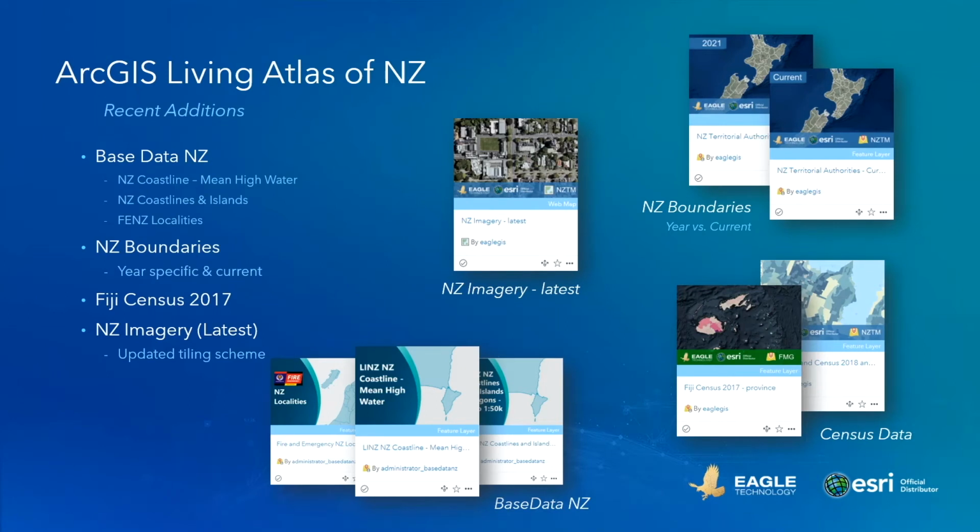Getting on to the latest additions to the ArcGIS Living Atlas of New Zealand, LINZ have released several new layers, including the Mean High Water New Zealand Coastline and Fire Emergency New Zealand Localities dataset. Here at Eagle, we've recently revised our approach to boundary layers. Since 2018, we've been uploading New Zealand administrative boundary layers on behalf of Stats NZ each year. For example, separate regional council boundaries for 2018, 19, 20 and so on. However, due to user feedback, we've now created a new current layer for each boundary type, meaning you can drop this layer into your map and watch it update each year, rather than hunt down the latest Stats boundary.